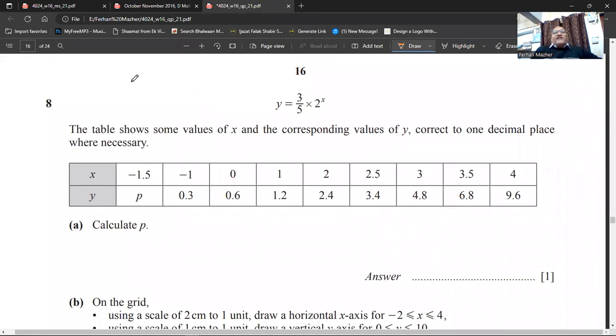That is question number 8. He says, here an equation is given, y is equal to 3 by 5 into 2 raised to power x. The table shows some values of x and the corresponding values of y correct to 1 decimal place. Calculate the value of p. So where is the p? Here. In your calculator, you will write 3 divided by 5 multiply 2 raised to power minus 1.5 equals to, you get the value of p.